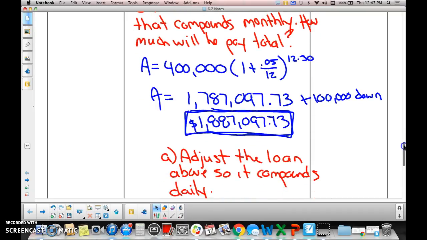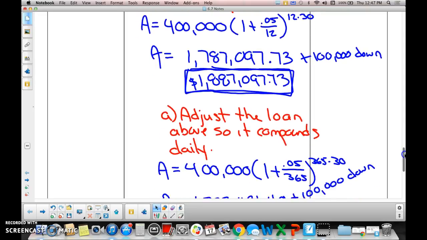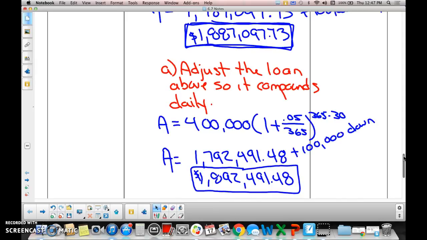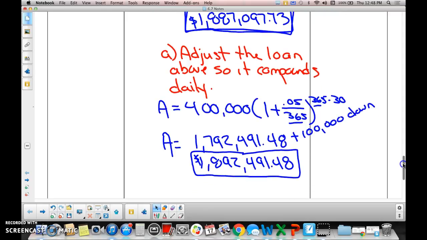Then what we did, just for kicks and giggles, is we adjusted the loan so it compounded daily. So instead of compounding once a month, it compounded once a day. We changed our denominator in the fraction, changed one of our numbers in our exponent, and we saw that it cost, what did we say, an extra $6,000? About $5,000 more over 30 years. Not much, right?